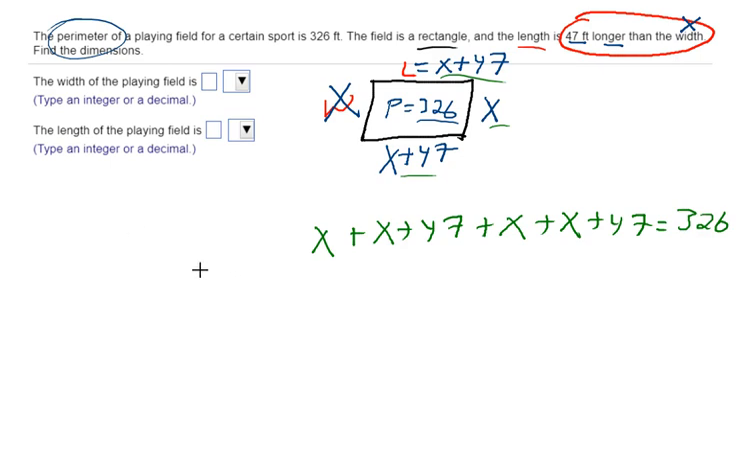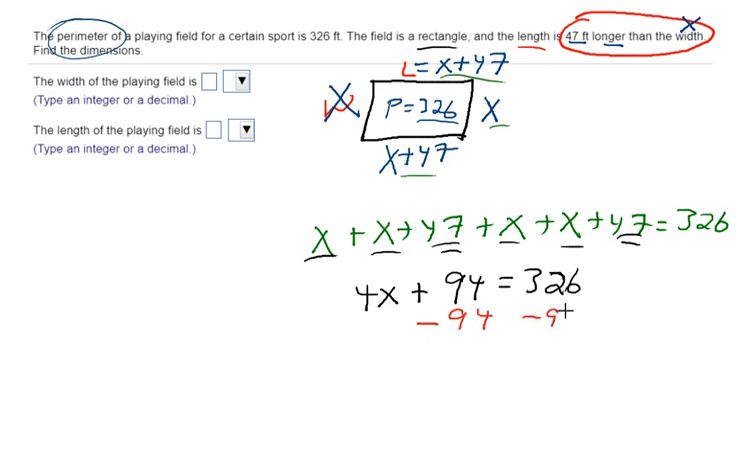Once you have your equation, you solve your equation to find x, and then once you have x, you can answer all the questions in the problem. So we have 1, 2, 3, 4 x's plus 47 plus 47, which is going to be 94, equals 326. And then we're going to solve this for x just like we solved the equations we saw earlier. Subtract 94 from both sides first.